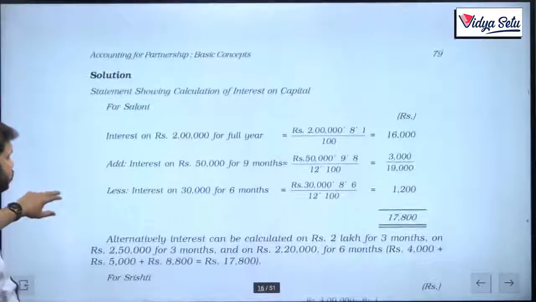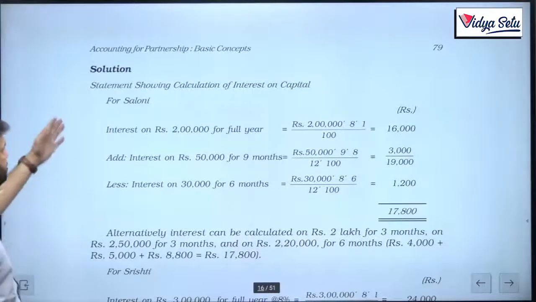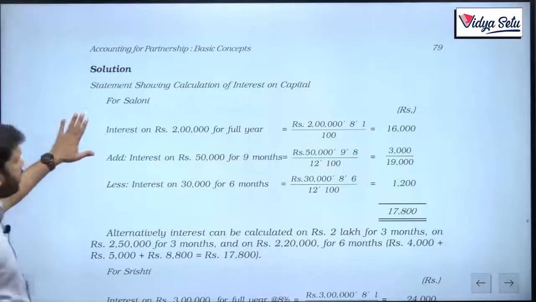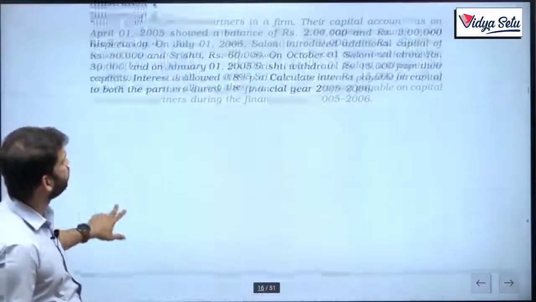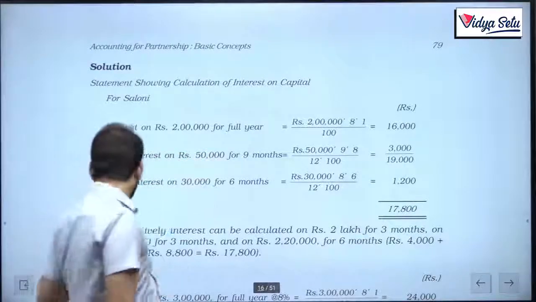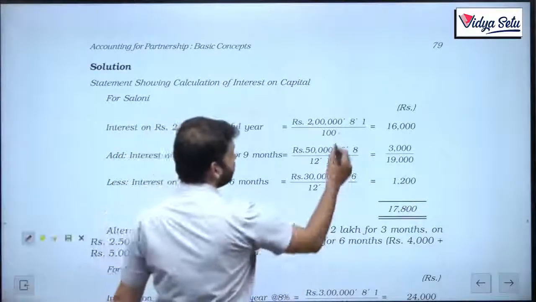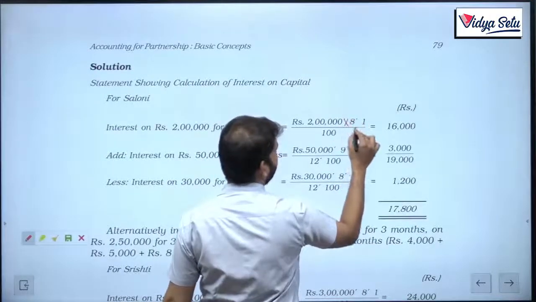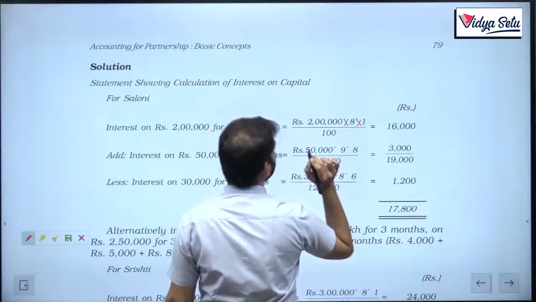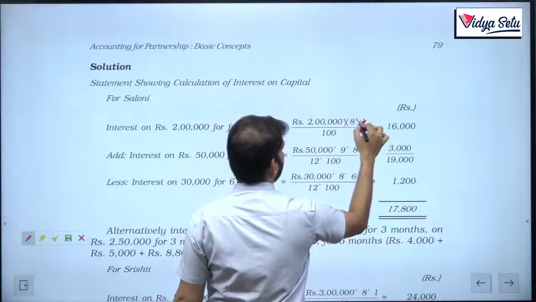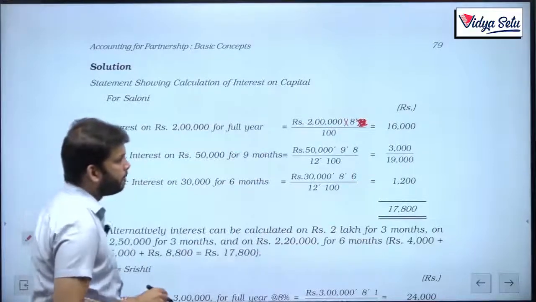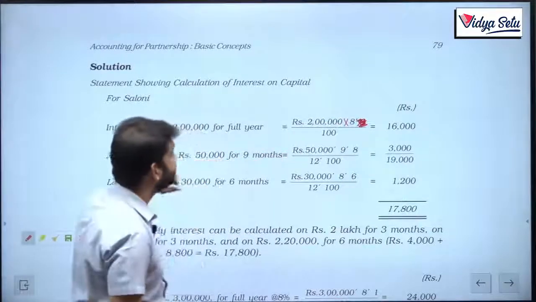Now we can solve it in 2 ways. We'll see both the ways. Statement showing calculation of interest for Saloni. The opening balance for Saloni was 2 lakh. So on this 2 lakh for the full year, 2 lakh multiplied by 8 upon 100. For the entire year, it comes to rupees 16,000.